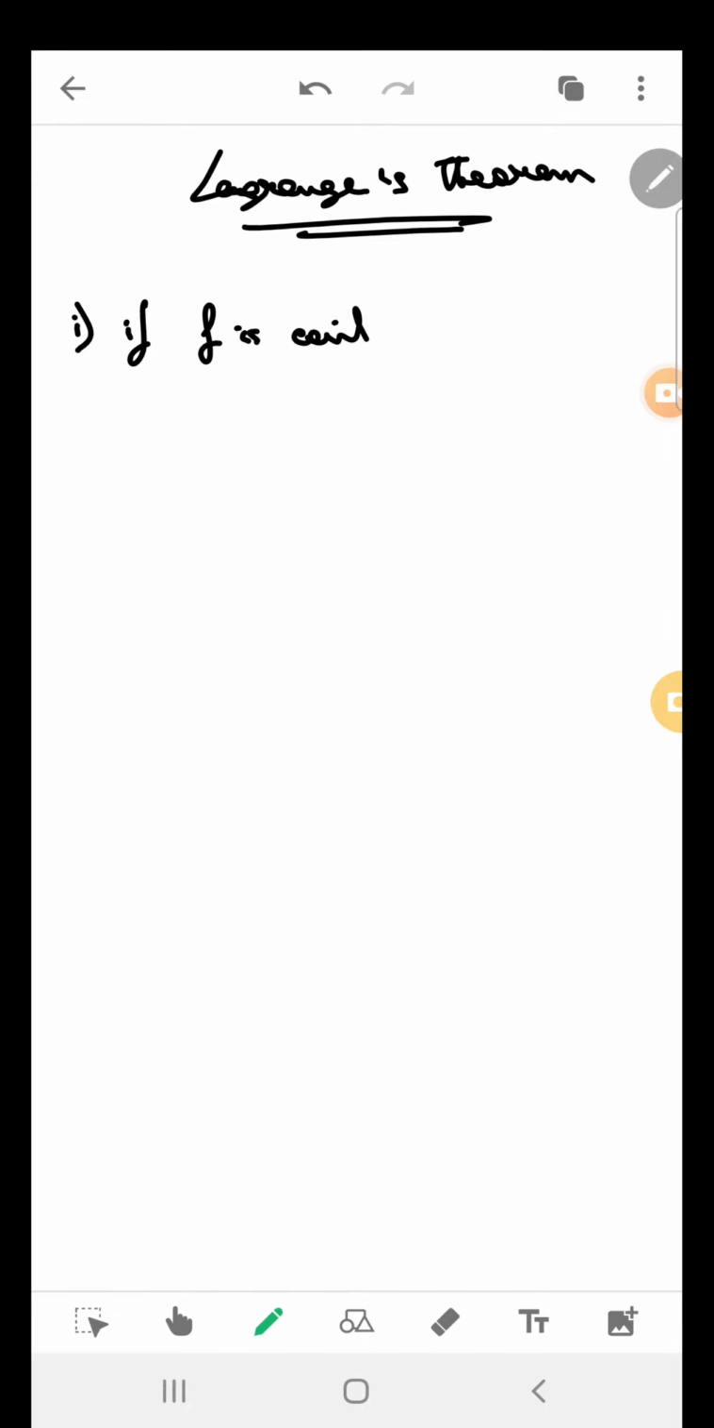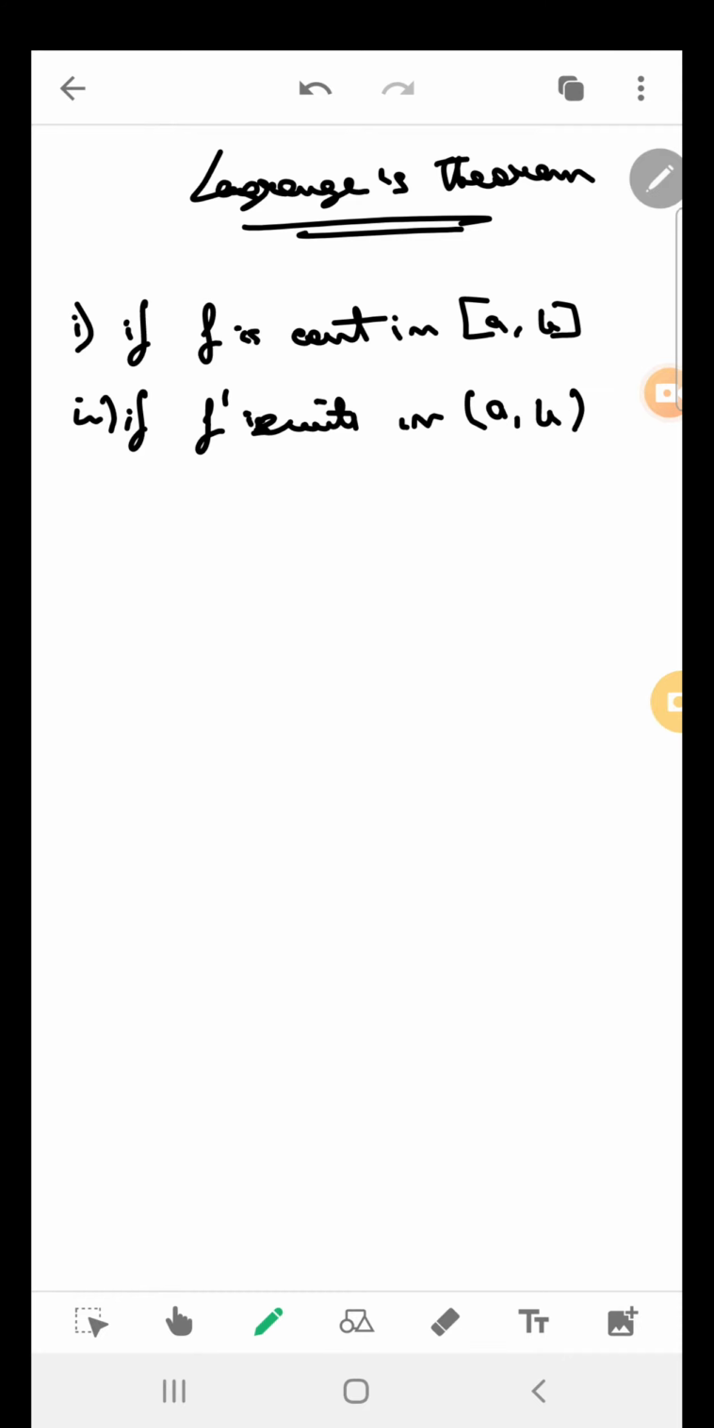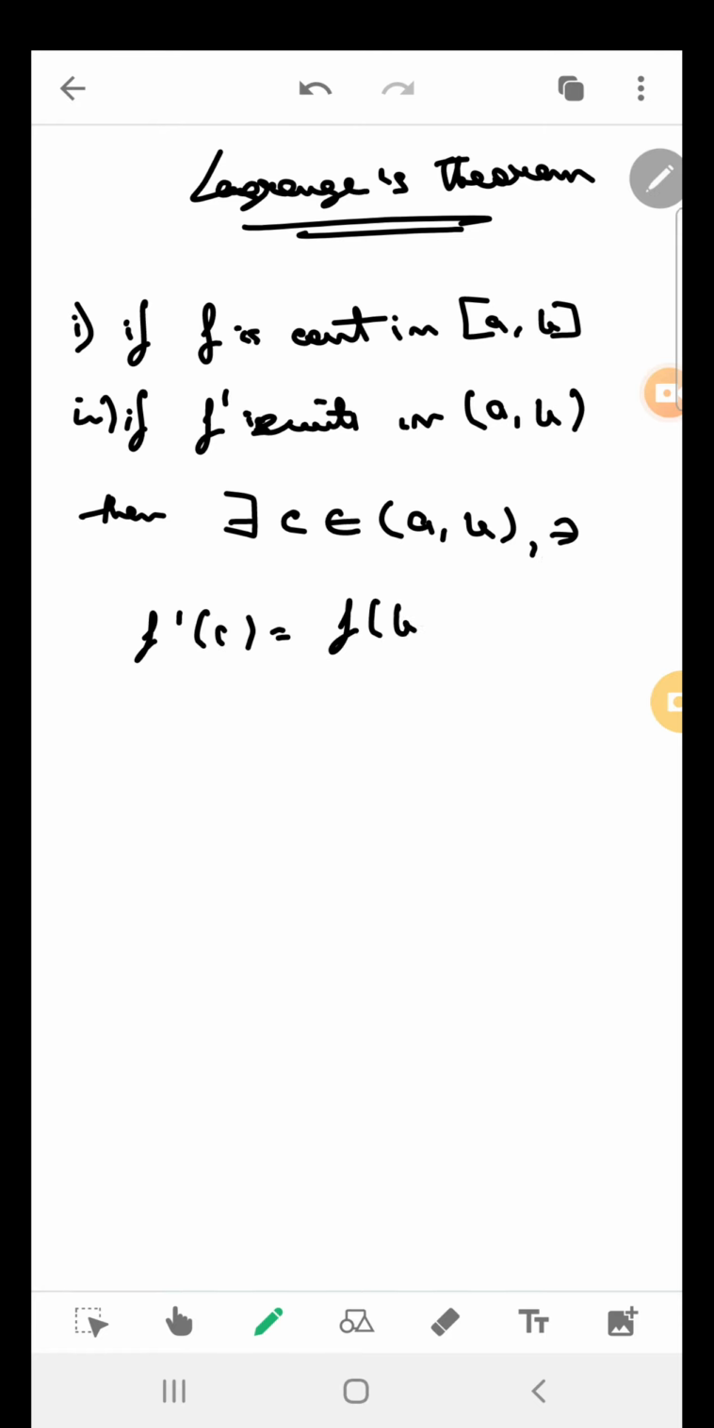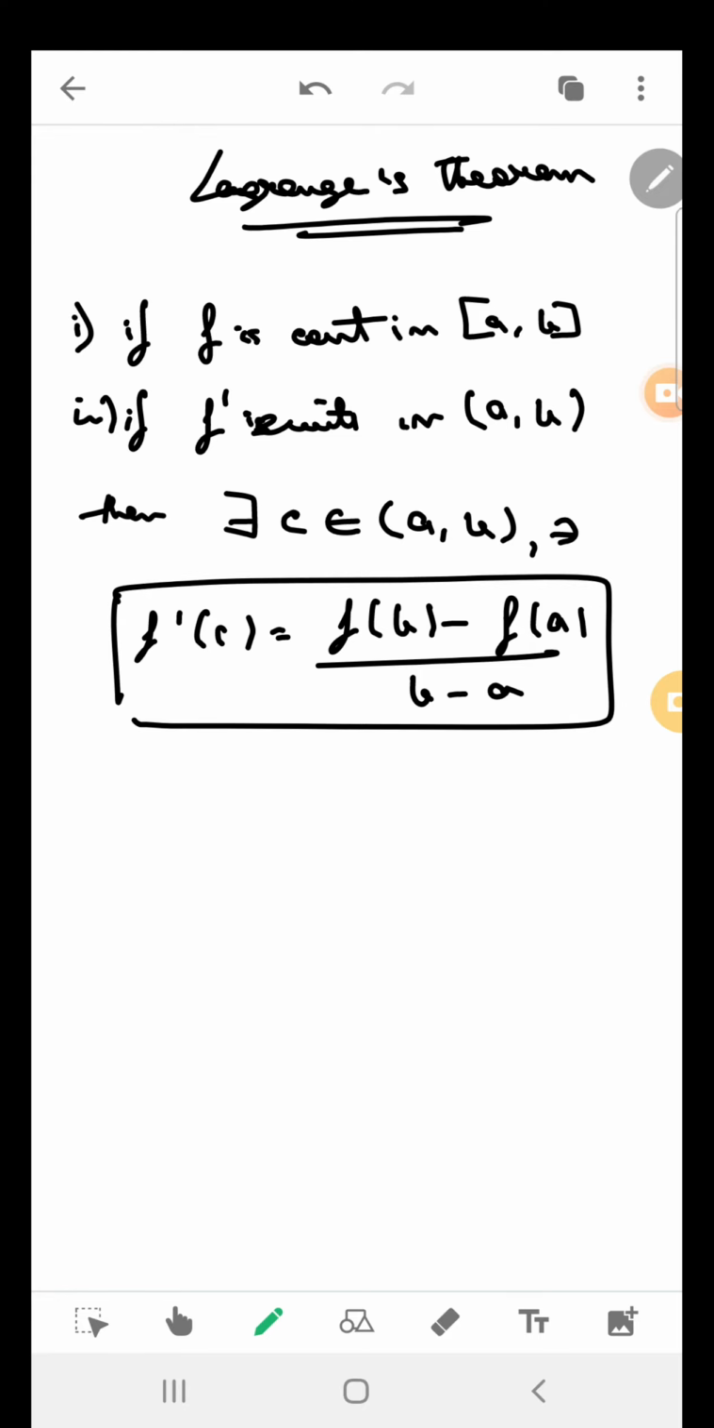So, Lagrange's theorem. Lagrange's theorem basically says that if f is continuous in the closed interval [a, b], and f dash exists in the open interval (a, b), then there exists some c belonging to (a, b) such that f dash c is equal to (f(b) minus f(a)) over (b minus a). Clear?